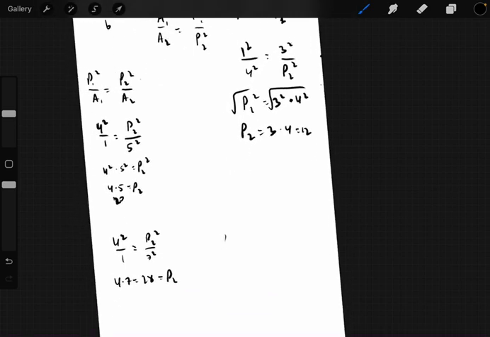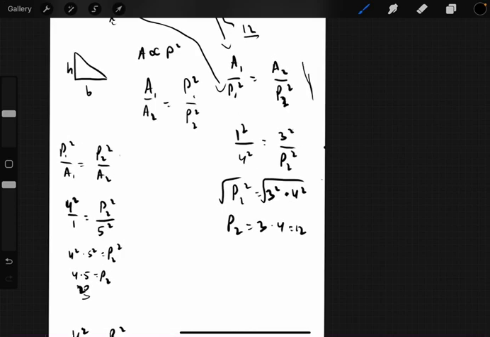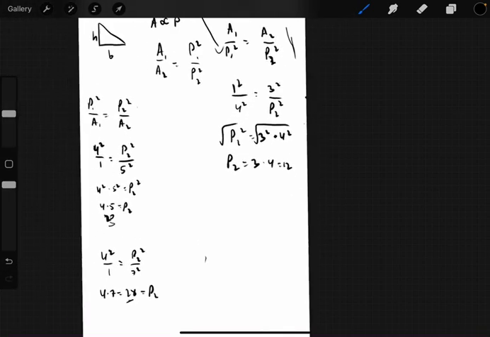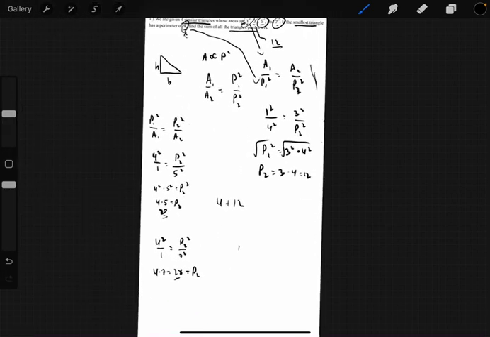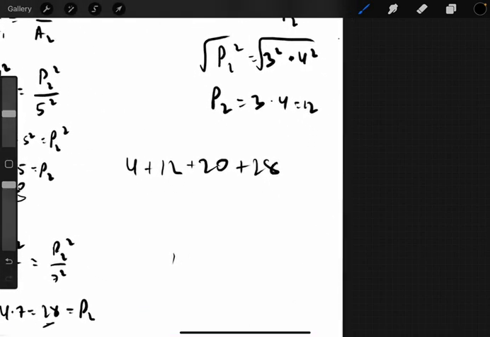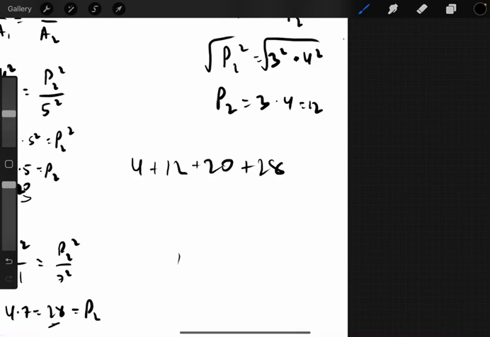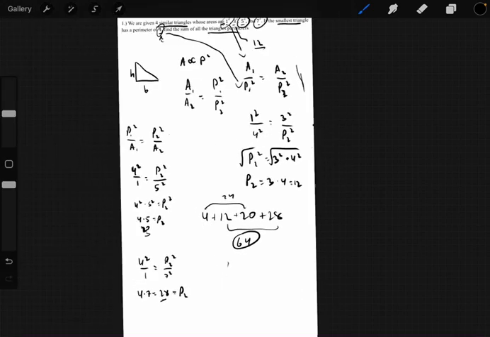But moral of the story, your 4 values are: the first one's 4, the second one's 12, the third one is 20, and the fourth one is 28. So you get 4 plus 12 plus 20 plus 28. To quickly solve this, I like to do it like this. 12 goes into 28 to make 40. This goes here, 24. 40 plus 24 is 64, so that is the answer.